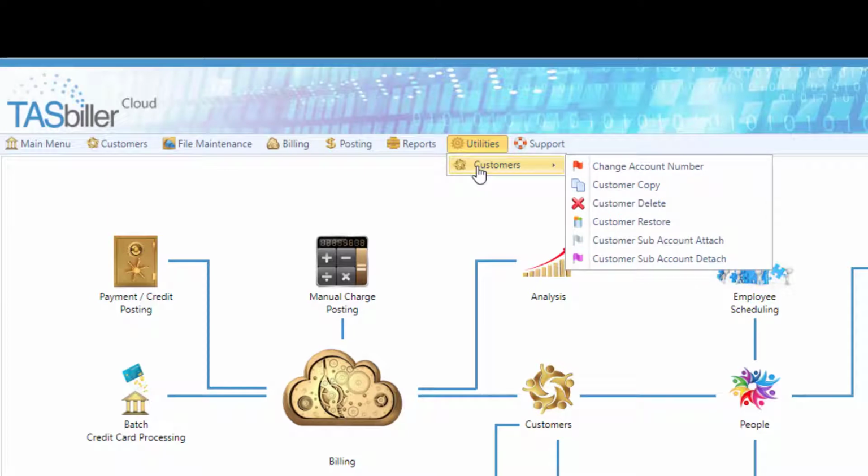These options have been purposely put in a separate place from customer file maintenance because the functions listed here, such as deleting customers and changing account numbers, we don't want to happen by accident. So I purposely want you to come to a separate menu with a separate set of options when performing these functions. We're going to go through each one at a time.